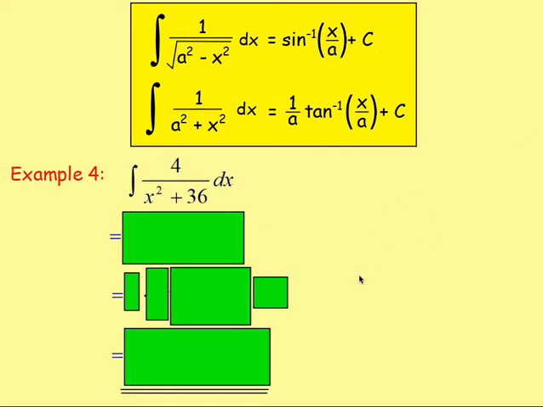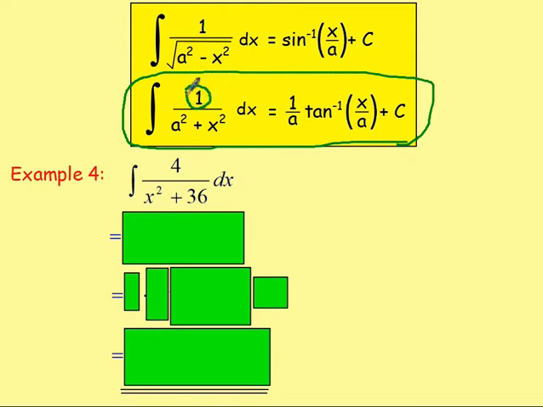Example 4, integrate 4 over x squared plus 36. So with this one again, you're thinking, ooh, I recognize that form. It looks an awful lot like this. So you're right, it does, except there is a 1 at the top here, and we have a 4 at the top. However, don't let that put you off.